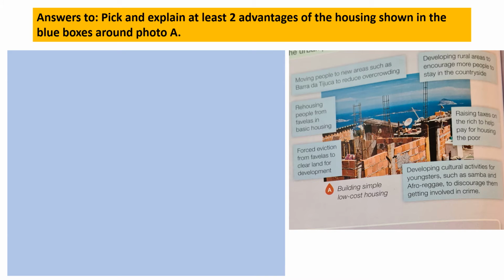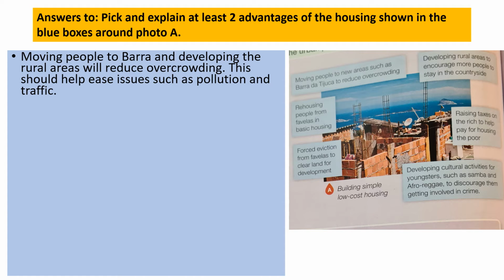So here are some key ideas that you could have put for the last task, where you had to give and explain at least 2 advantages of the housing shown around the blue boxes in photo A. So moving people to Baja and developing rural areas will help reduce overcrowding. This should help ease issues such as pollution and traffic, because you're going to have fewer people driving around and crowded within that area.